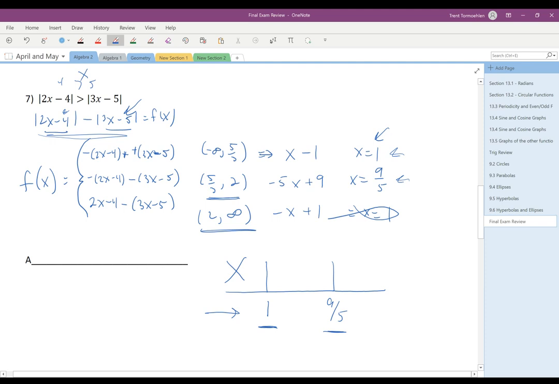If I put in 1.5, this would be negative 1, absolute value of negative 1, which is 1, greater than 0.5. That is true. So our inequality is true from 1 to 9/5. When I pick a number bigger than 9/5, like say 5, I get 6 is greater than 10, which is not true. And so this region is not true. So this is just from 1 to 9/5. It's strictly greater than, so it's not equal to, because they would be equal to each other where it equals 0. And so it's just 1 to 9/5 is your answer.